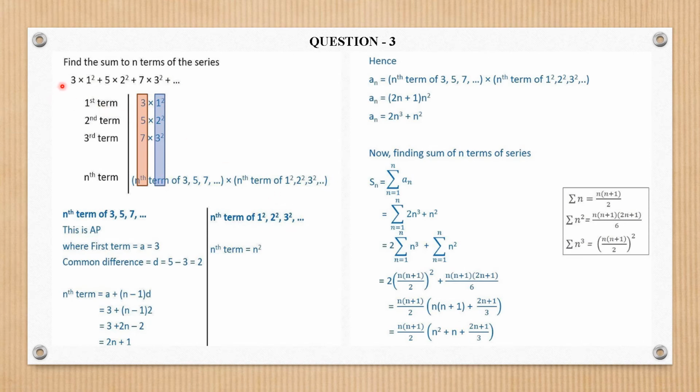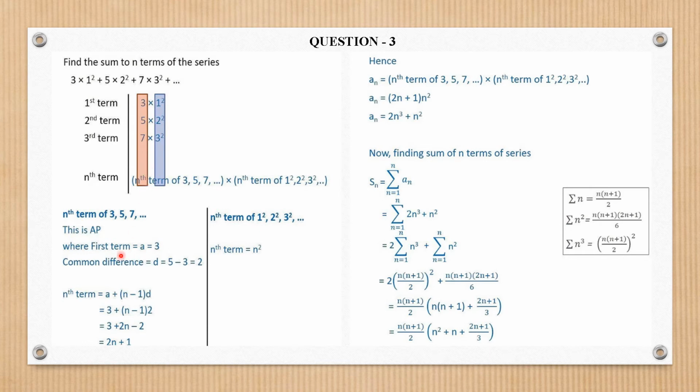Question number 3 is again the sum to n terms of a series. So the first term is 3 into 1 square. Now observe the pattern. Okay. Observe the pattern. It is not alike. See, this one, the first terms, they are forming an AP. Okay. And this one is like 1 square, 2 square, 3 square, and so on. So it is the product. And the nth term is like the nth term of 3, 5, 7, and so on, into the nth term of 1 square, 2 square, 3 square, and so on. Okay. Now what is the nth term of 3, 5, 7, and so on?